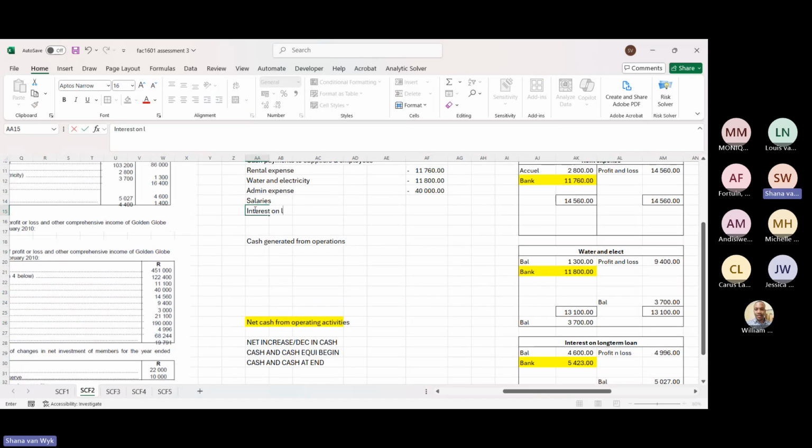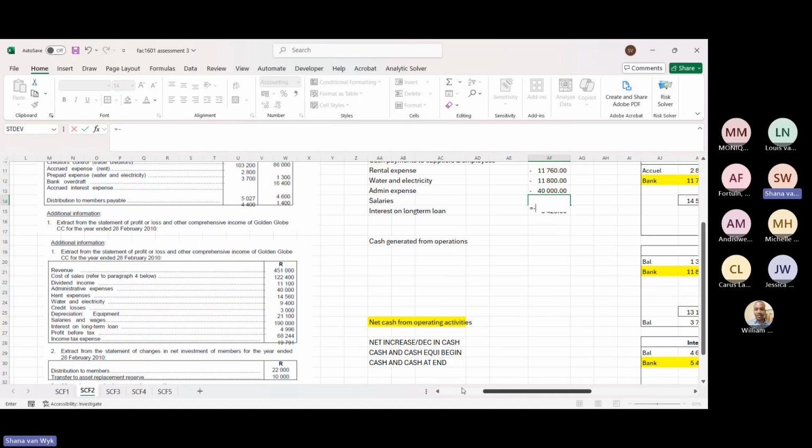Interest on... but I'm getting to understand now the flow of this thing, so that's good. Quickly finish salaries. I think this is everything.